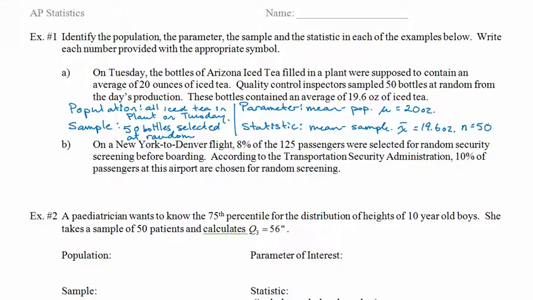So for B, on a New York to Denver flight, 80% of the 125 passengers were selected for a random security screening before boarding. According to the Transportation Security Administration, 10% of passengers at this airport are chosen for random screening. So once again, we're looking for the population, the sample, the parameter, and the statistic.